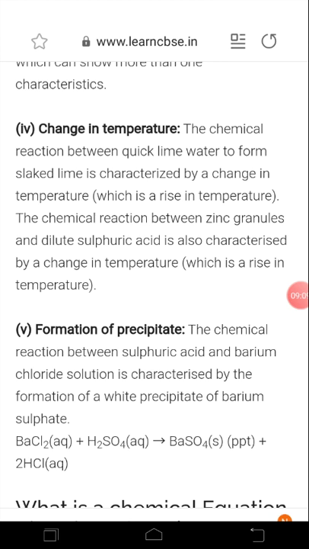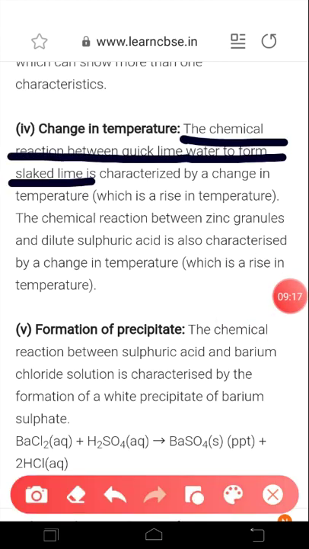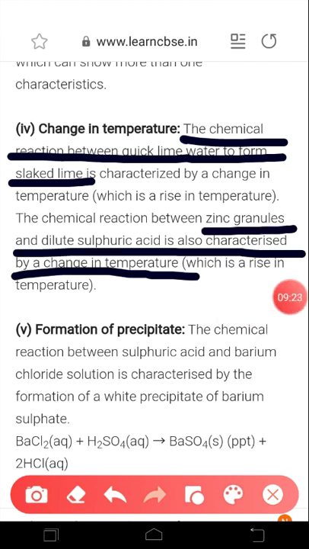So, change in temperature. The chemical reaction between quicklime and water to form slaked lime is characterized by change in temperature. Quicklime with water forms slaked lime, which shows a change in temperature. Zinc granules and dilute sulfuric acid is also characterized by change in temperature. These things will show a change in temperature.